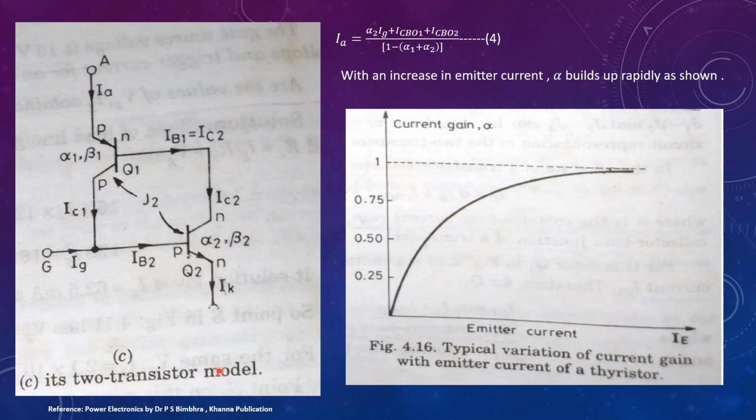However, if we are somehow able to increase the emitter current of either of the transistors and thus increase the value of alpha such that alpha 1 plus alpha 2 approaches unity, then as per this equation, the value of IA will tend to infinity. Thus, the device will turn on.